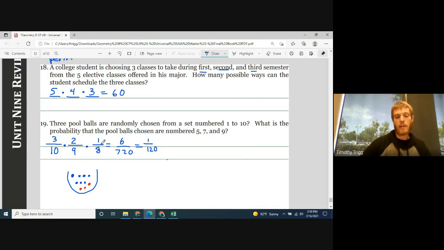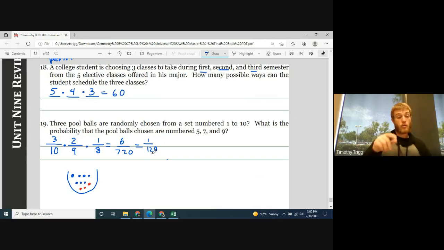So that would be the probability of getting the 5, the 7, and the 9, or getting the 3 red pool balls. Now, I know this isn't the same answer as on the answer key, but this is actually the technically correct answer. So the answer key is wrong. And if your teacher wants to argue with me about it, I would be happy to show them and prove to them that they're wrong.